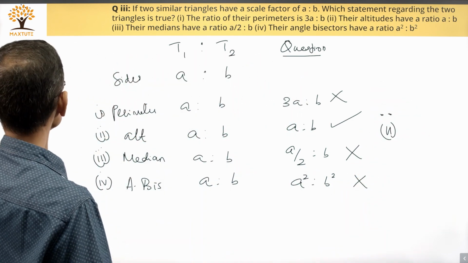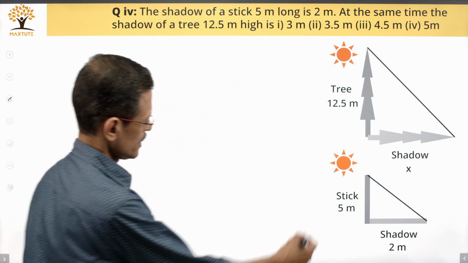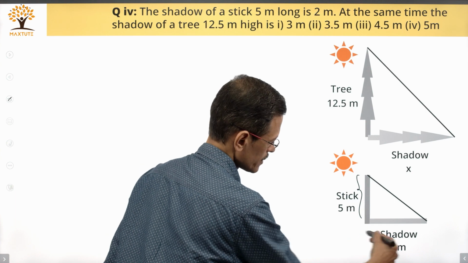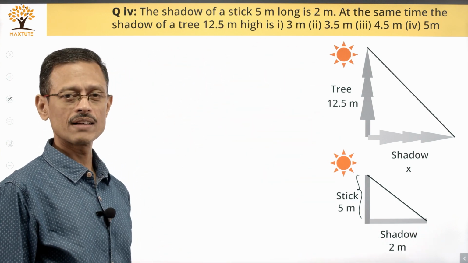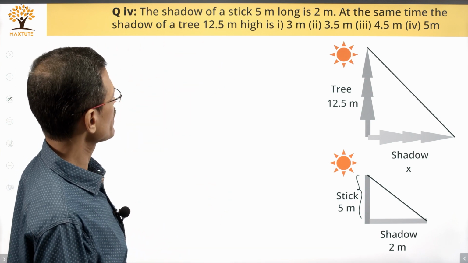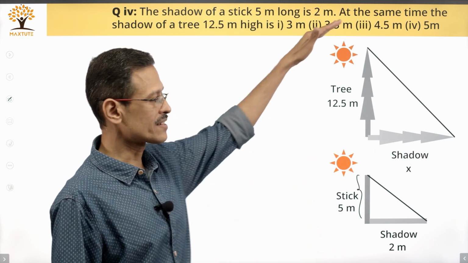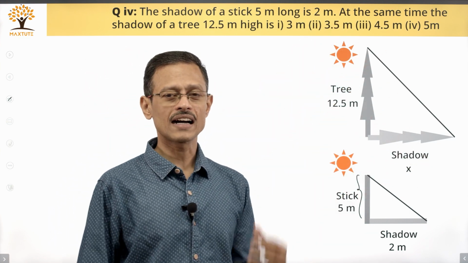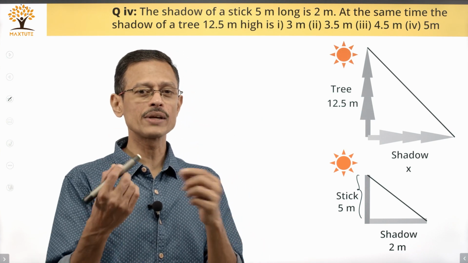Let's move on to the fourth part. The shadow of a stick 5 meters long is 2 meters. Length is 5 meters. The shadow is 2 meters. At the same time, that's critical important information in this question. The shadow of a tree 12.5 meters high is how many meters is what the question is, right? At the same time is when we are measuring the height of the object and the shadow, the ratio will be maintained, right? We are not doing it at different times.